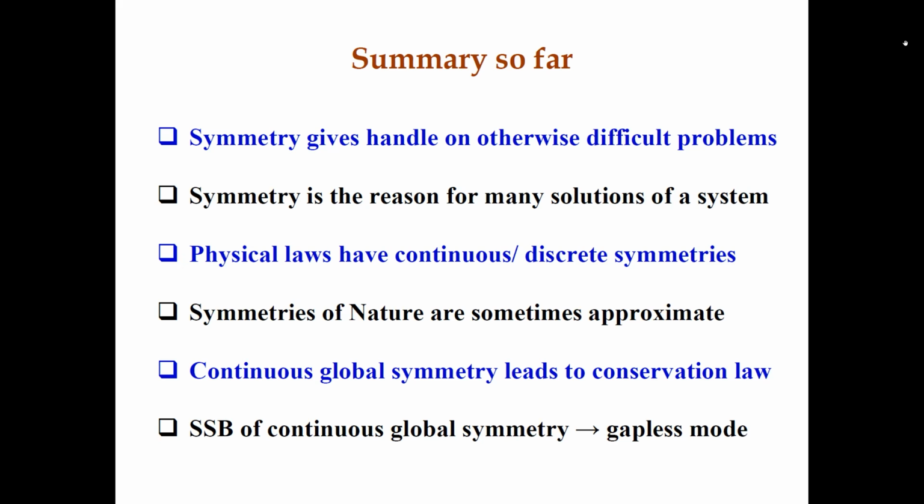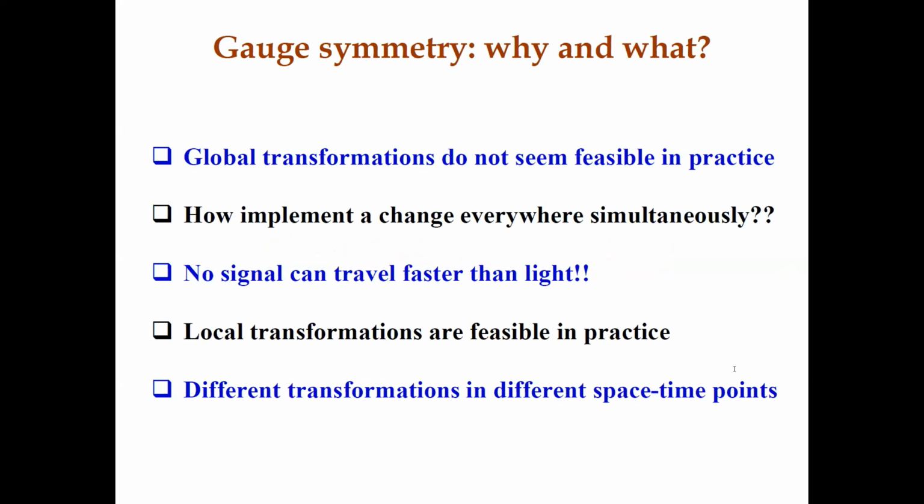So, now I would like to move on to transformations that are not global but local, namely local symmetries that we also call gauge symmetries. Now, I would like to tell you why and what these gauge symmetries are. Global transformations do not seem feasible in practice. If you want to implement this change in real life, not mathematically, how can you implement a change everywhere simultaneously, when no signal can travel faster than light? You want to make the same change everywhere at the same time. So it's not feasible in practice.